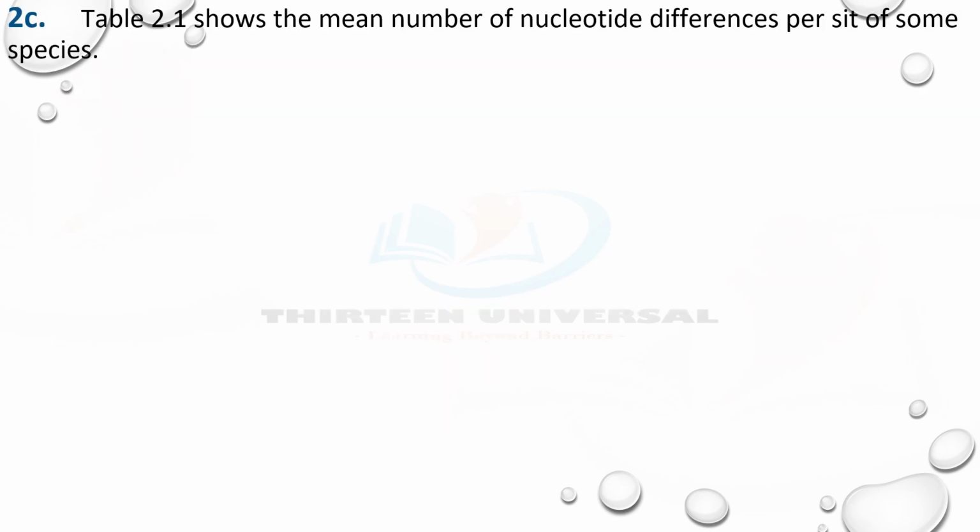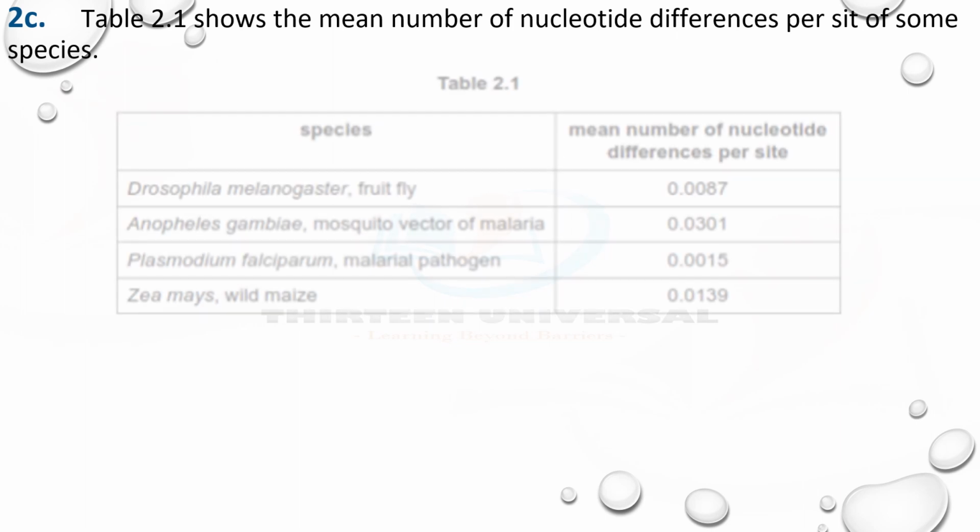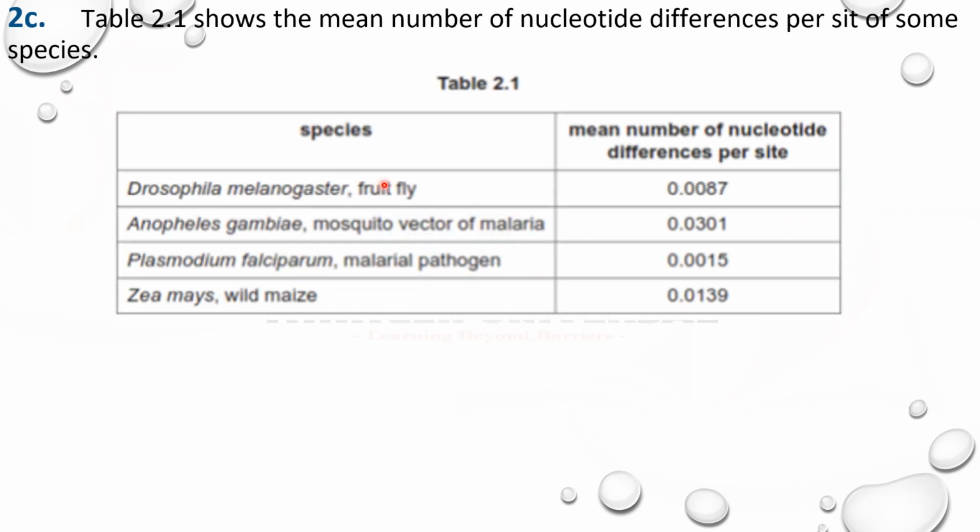Okay, guys, look at the next question. Table 2.1 shows the mean number of nucleotide differences per site of some species. Let's check it out. See these species. This is the mean number of nucleotide differences per site. I want to ask you, which one is more diverse? Remember that this is the mean number of nucleotide differences. The more differences, the more diverse. Which one has the highest differences here?